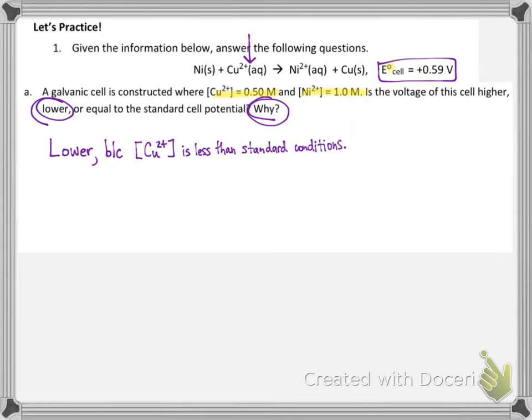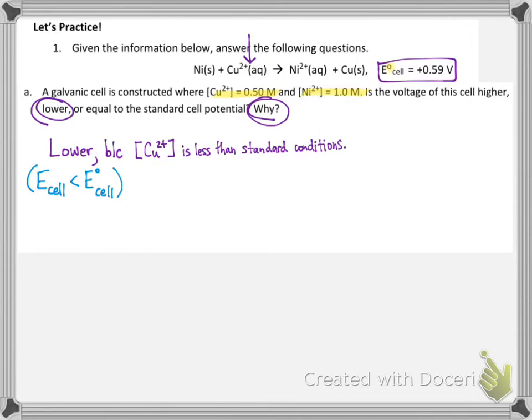First, we just state the answer. The voltage is going to be lower, right? Your cell potential is less than your standard cell potential. And that's because the concentration of your copper 2+ ion is less than it would have been under standard conditions. But this is not enough. We need to explain why lowering the concentration of the copper 2+ will actually lower the voltage.